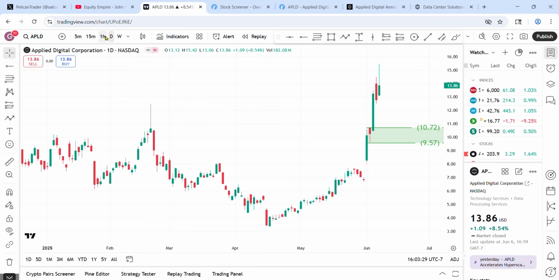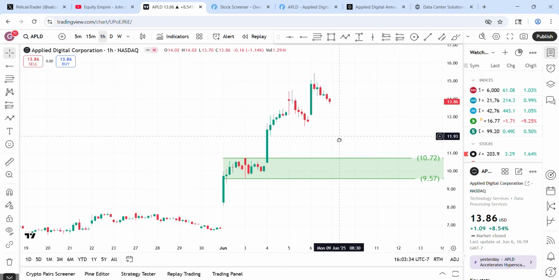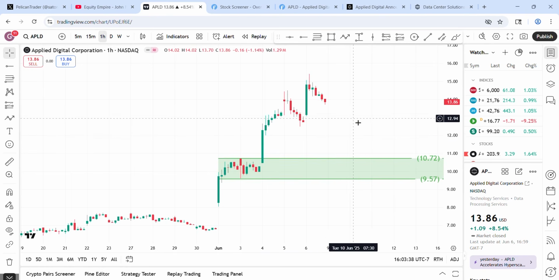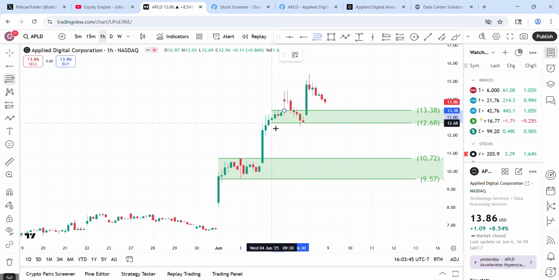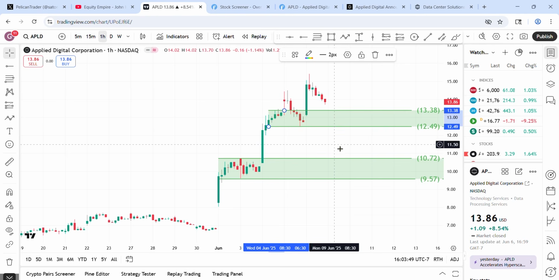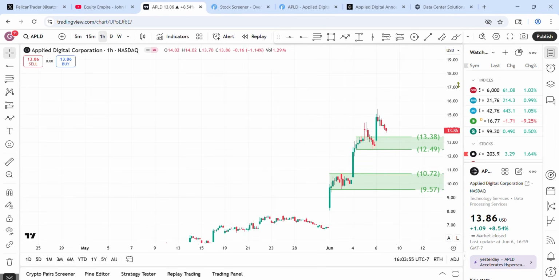Okay. If we change the time frame and look for a closer support level, closer to current price, for a quicker bounce trade, there is a support level for a more aggressive entry, if you wanted to get a little more aggressive on an entry here, and that would be in the 13.38 to 12.49 price range. So two support levels to consider for a bounce trade or a lower entry price for a longer term position.